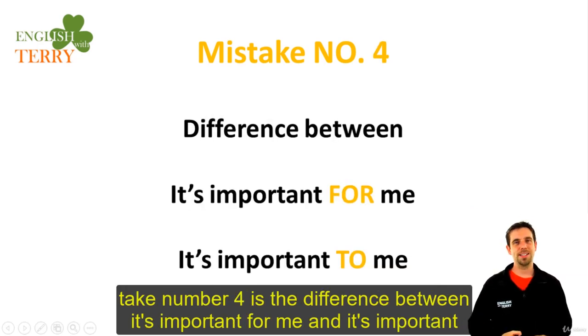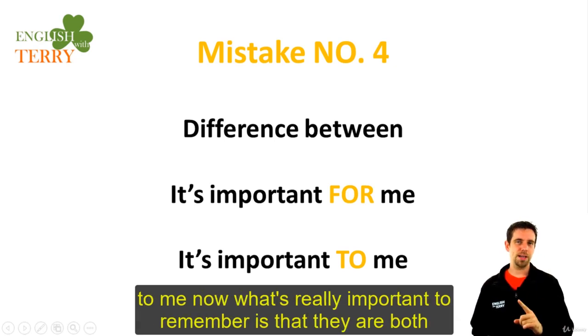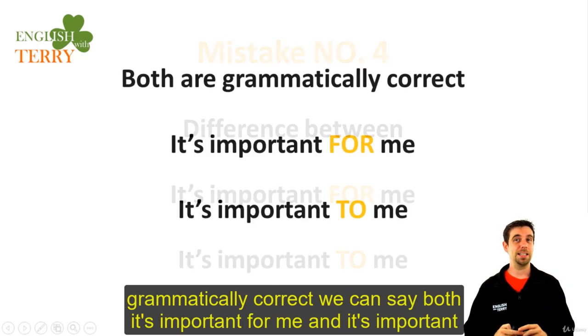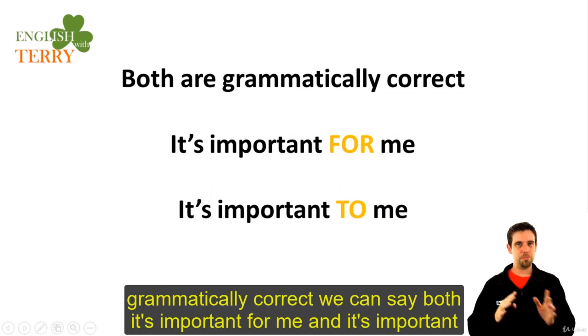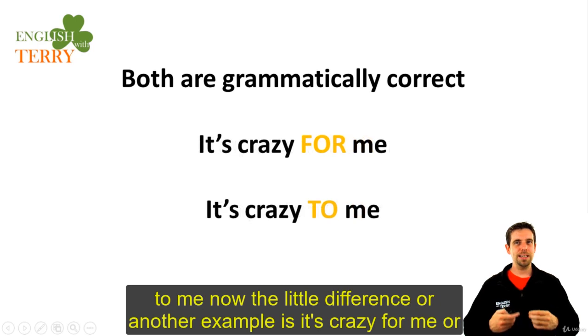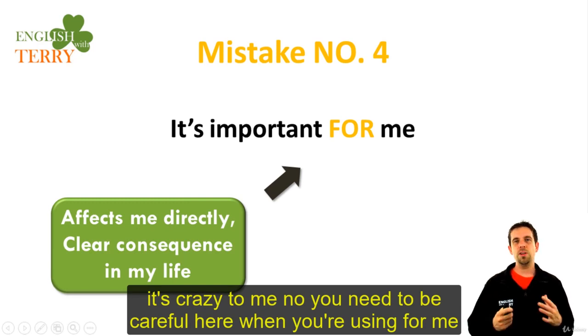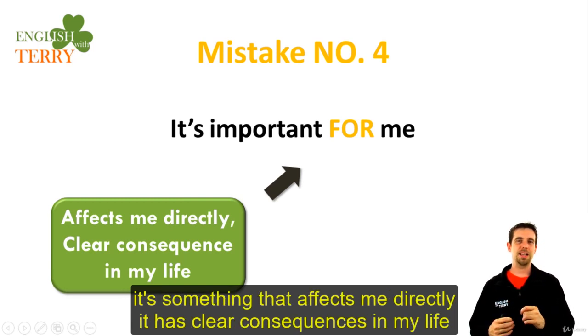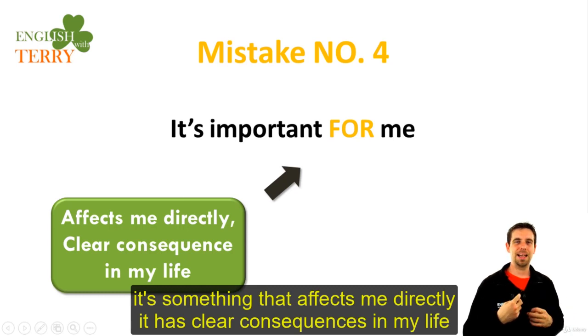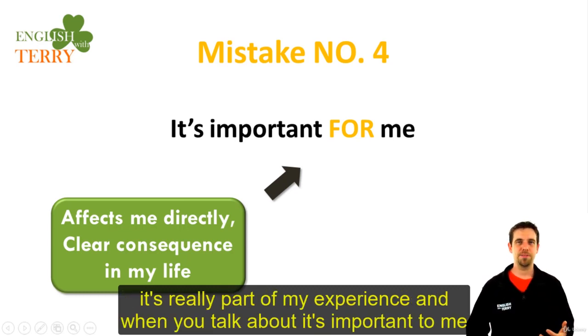Mistake number 4 is the difference between it's important for me and it's important to me. Now, what's really important to remember is that they are both grammatically correct. We can say both. It's important for me and it's important to me. Now, the little difference, or another example is it's crazy for me or it's crazy to me. Now, you need to be careful here. When you're using "for me", it's something that affects me directly. It has clear consequences in my life. It's really part of my experience.